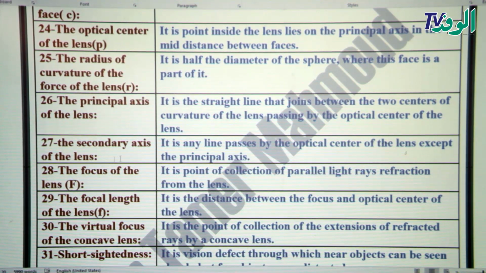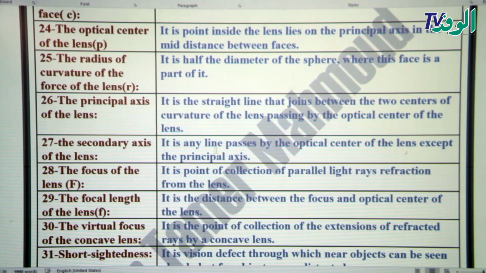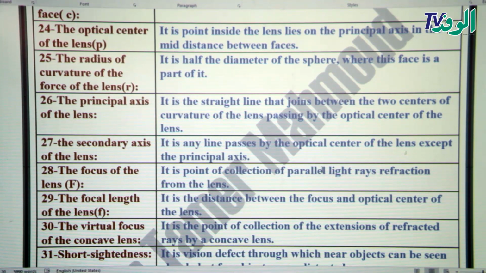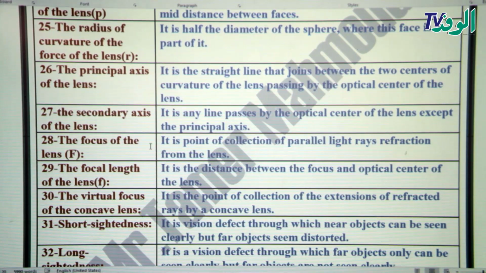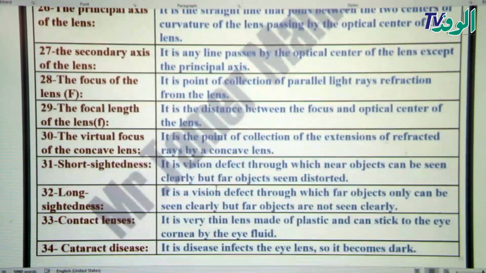Yes, excellent. The secondary axis, it is any line passing by the optical center of the lens except, very good, except the principal axis. The focus of the lens. What's meant by the focus of the lens? It is a point of collection of the parallel light rays refracting from the lens. While the focal length, it is the distance between the focus and the optical center of the lens.